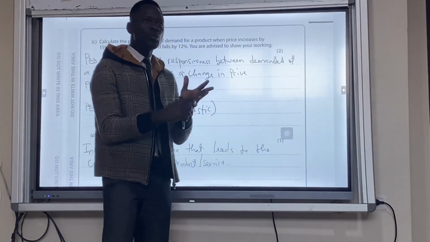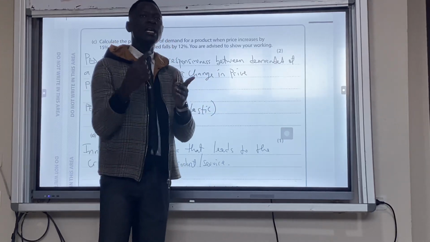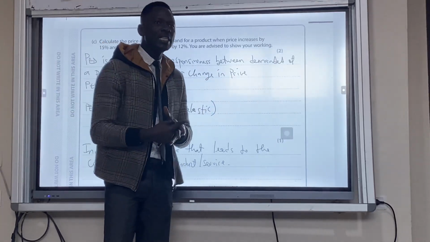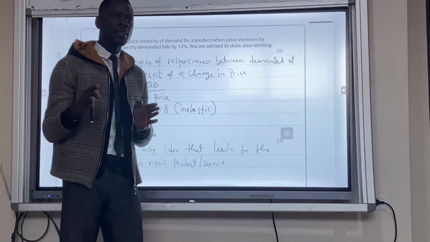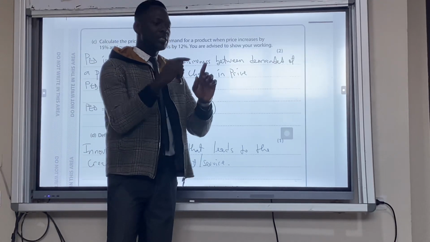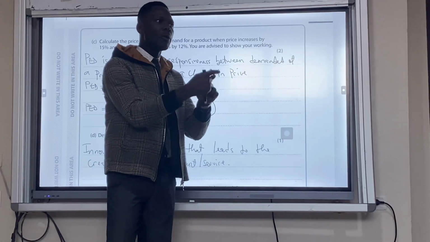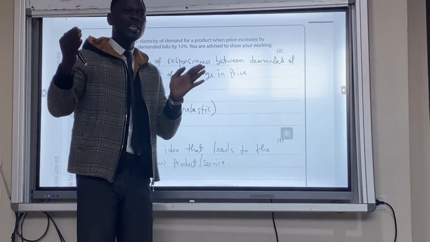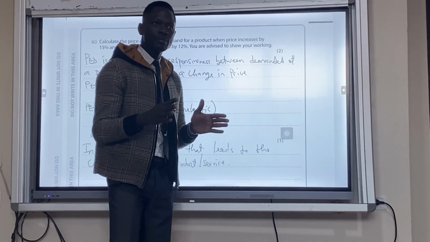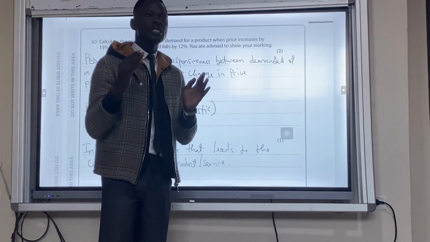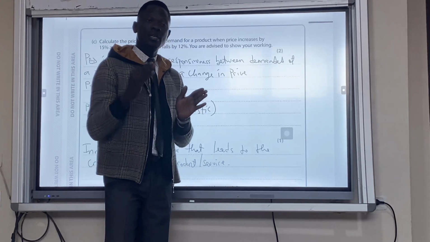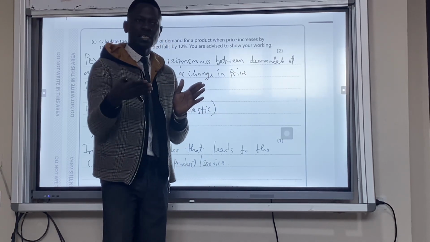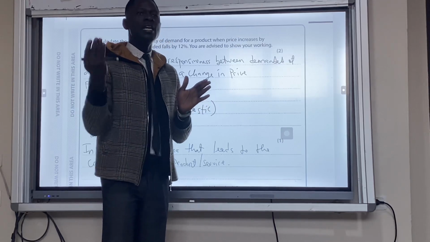We have elastic, we have inelastic, we have perfectly elastic, we have perfectly inelastic. It is inelastic if there is no significant change in the quantity demanded as a result of a change in price, and it is less than 1. So from 0.1 to 0.9 is price inelastic. If it is 0, it is perfectly inelastic. Are you guys getting it? There's inelastic, perfectly inelastic, elastic, perfectly elastic, and unitary.